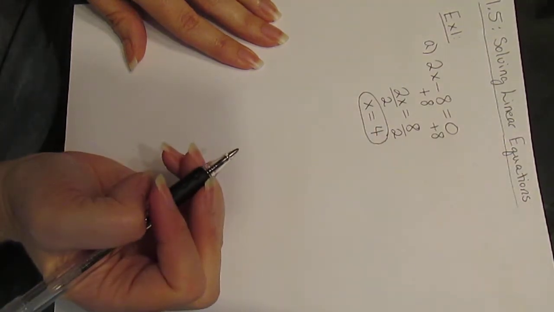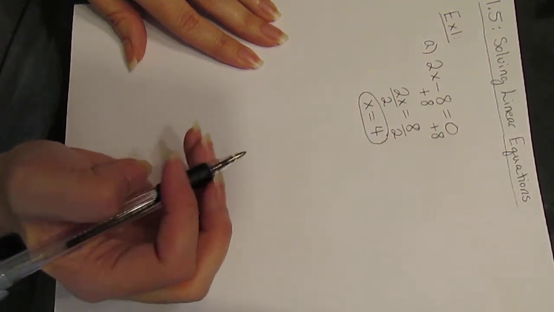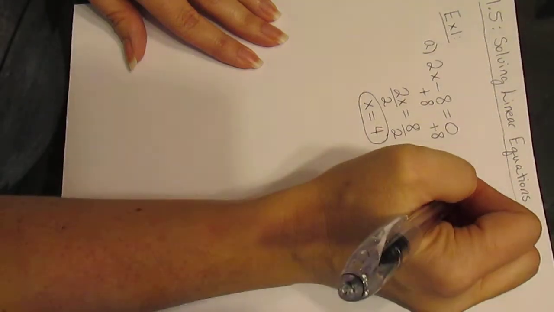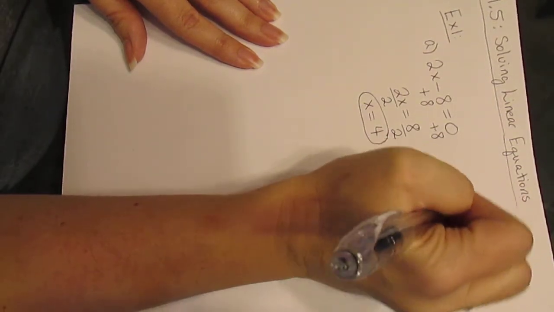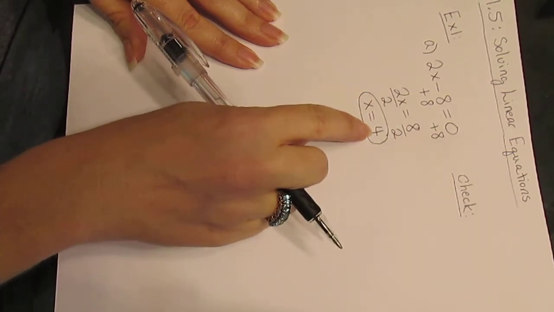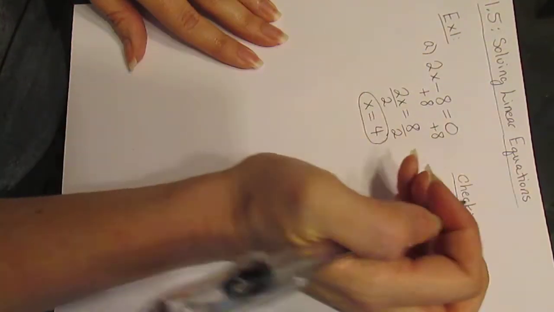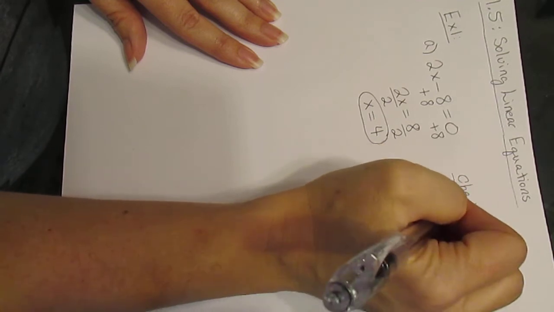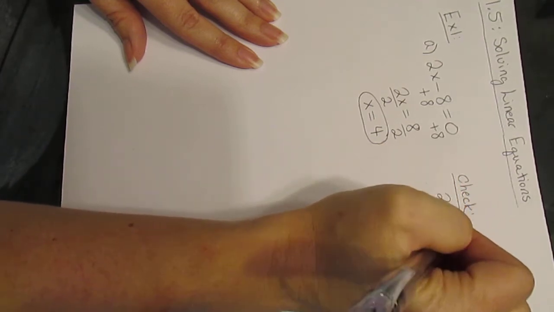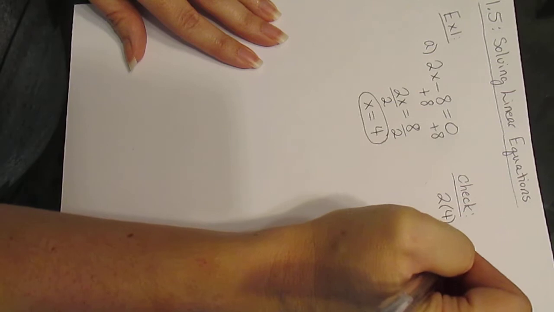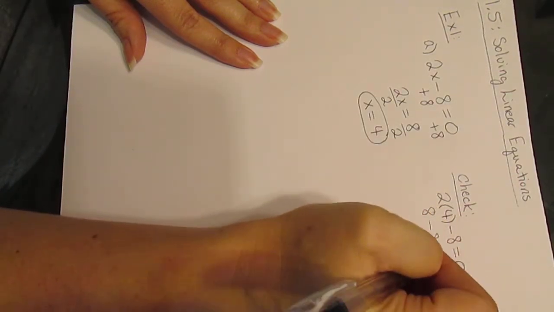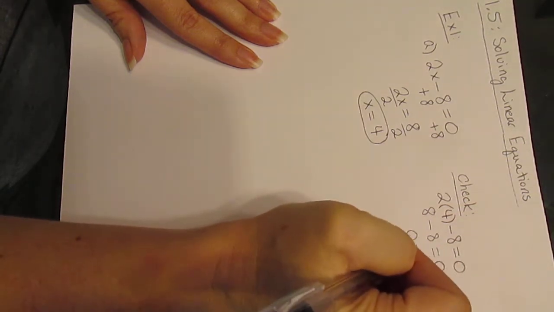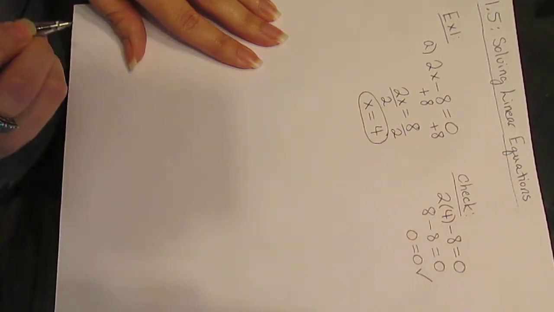You can always check your answer. I won't show a check for all of the problems, but for this first one, I'll just remind you how you can check your answer. Remember that you just put what you got back in for x and see if it's the same on both sides of the equation. And we get 8 minus 8, which does equal 0. So this one checks out.